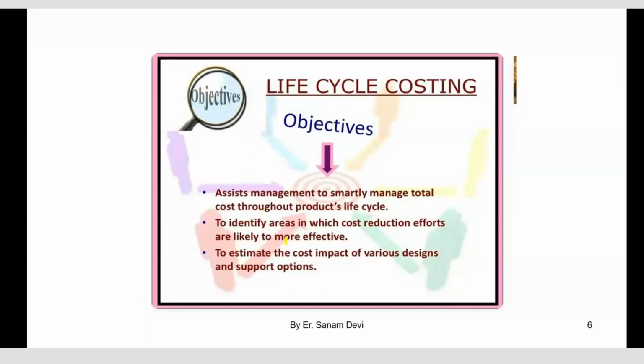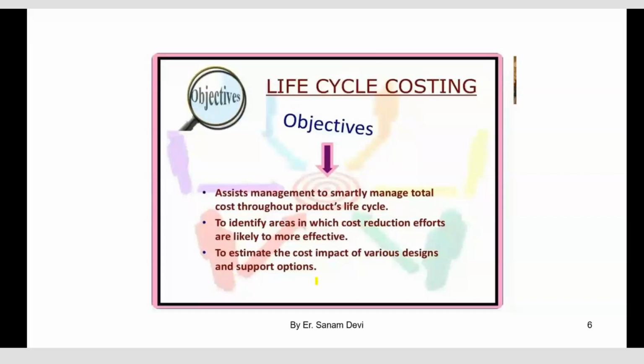The second one is to identify the areas in which cost reduction efforts are likely to be more effective. If we read the whole life cycle, then we can find out where we can reduce our product cost. If I read about only the research and development stage, I will not understand. If I read the whole life of a project, then I can identify where I can reduce my project cost.